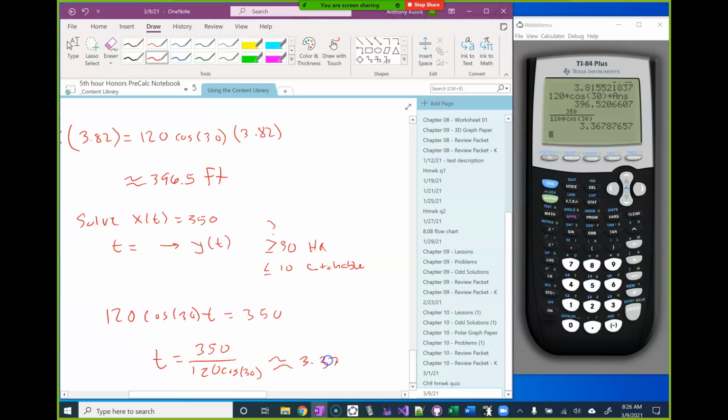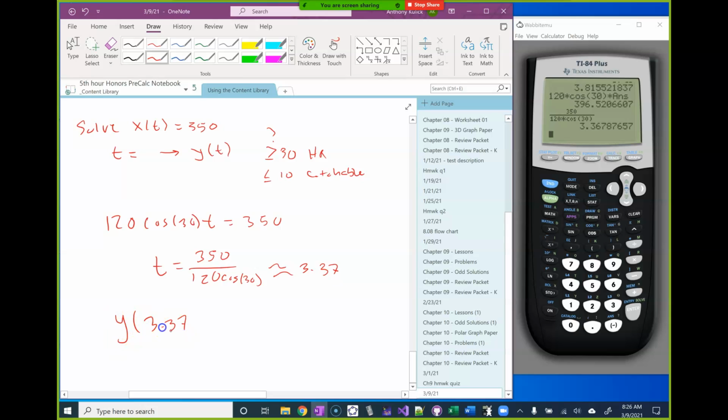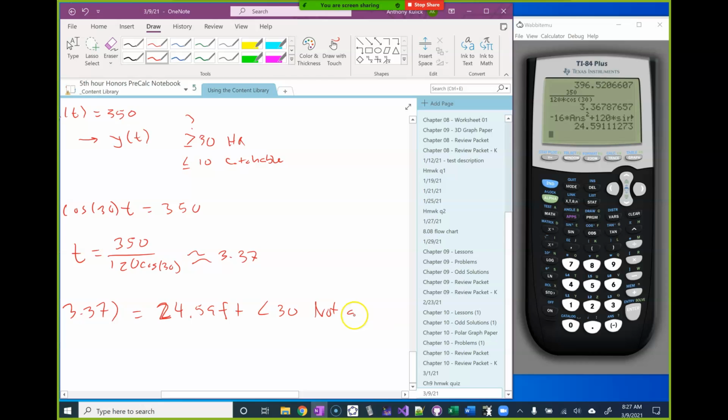So y of 3.37 is equal to negative 16 times my answer squared plus 120 times sine 30 times that answer plus 4. So that gives me 20. Since that's less than 30, it's not a home run. And because that's greater than or equal to 10, this is like a double or something. It's going to bounce off the wall, but high enough up that the dude couldn't catch it. Unless he did some crazy ninja stuff and ran up the wall and jumped. But we're assuming Spider-Man doesn't play center field for this baseball team.